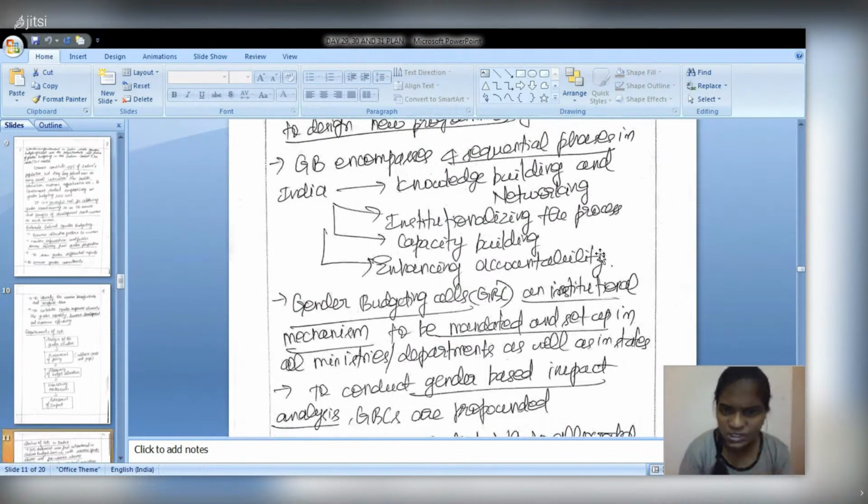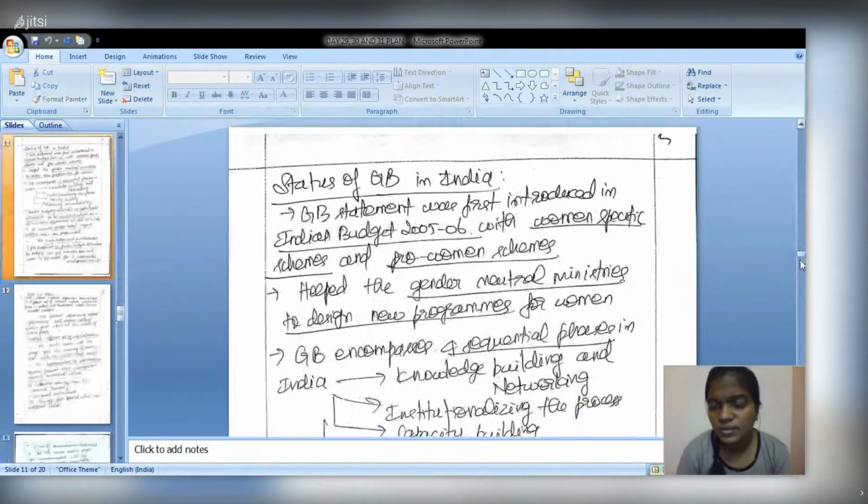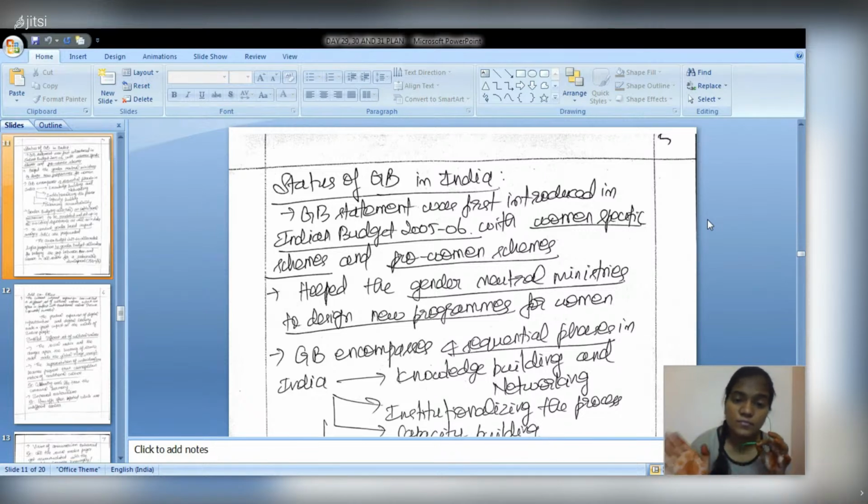GB means gender budgeting. The third part of the question is about the status of gender budgeting in India, because this is a 12.5 mark question of 200 words. You can lavishly use your words to write the answer, meaning technical words, or parliamentary words which are given in the authenticated source. Generalistic statements or generalistic vocabulary should not be used; specific words should be used here.